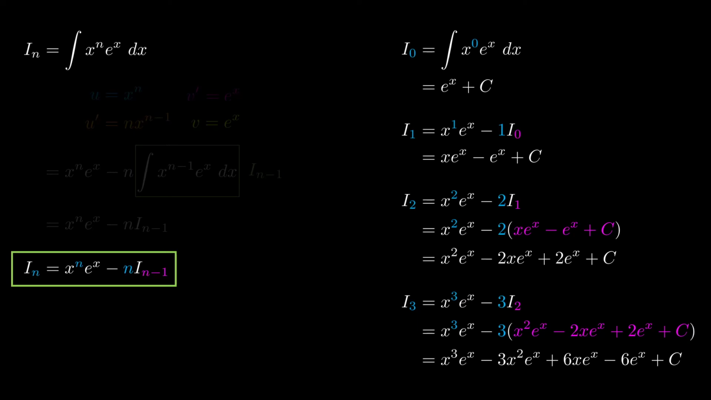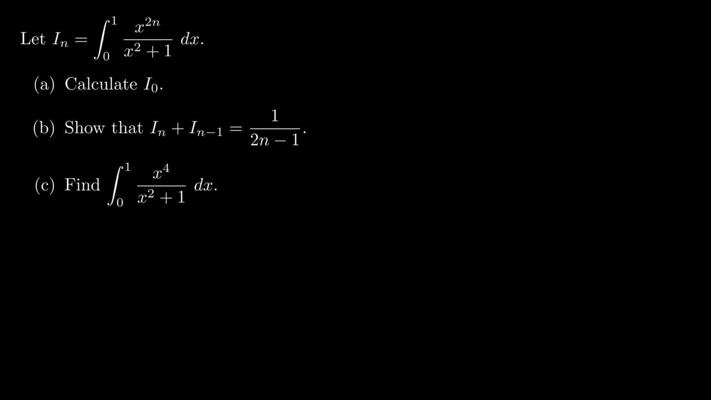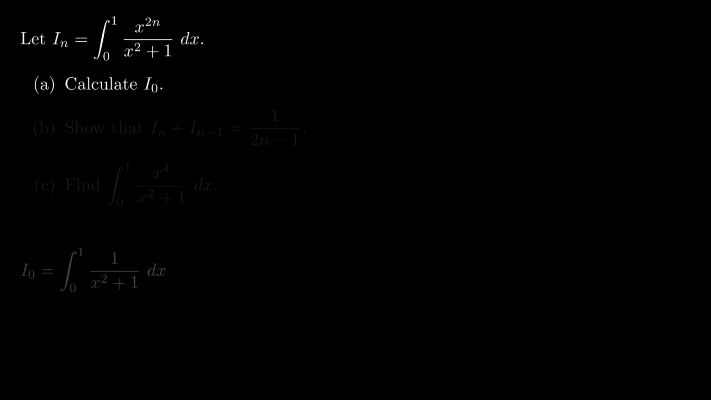Okay. Alright, sometimes we don't use integration by parts to do this. Sometimes we just use a bit of algebraic manipulation, right? But first we're being asked to calculate I0, so let's do that. Now if it's I0, it means it's x to the power of just 0 up top, which means we have the integral from 0 to 1 of 1 over x squared plus 1 dx.